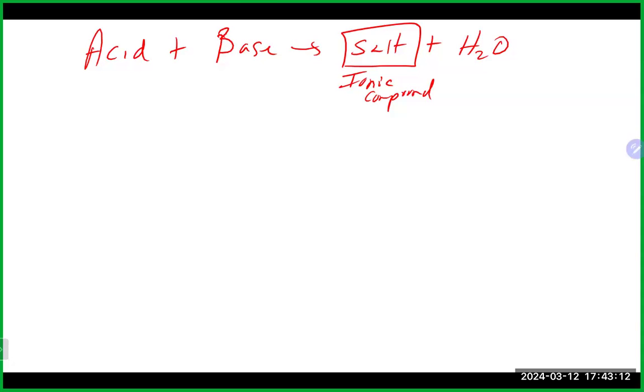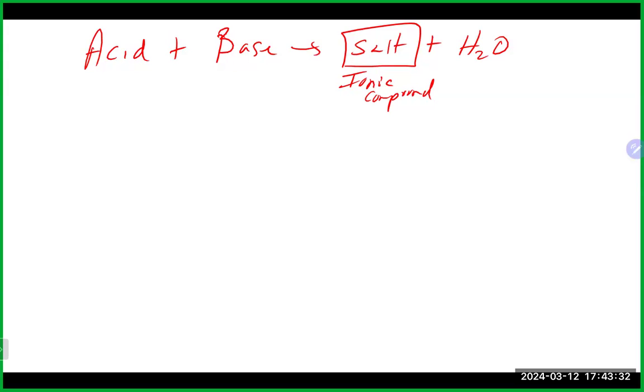which will be relatively weak. And if you have a weak acid, its partner, which is the conjugate base, will be relatively strong. And the same thing holds true for bases. If you have something that comes from a strong base, it's going to be relatively weak. And if you have something that comes from a weak base, it will be relatively strong.